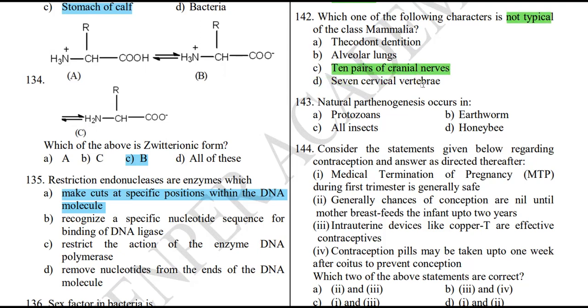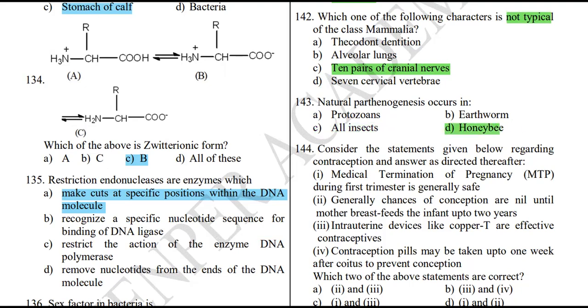Yes, 7 cranial vertebrae are present, correct. Parthenogenesis. So natural parthenogenesis means the young ones are formed without fertilization. Suppose we're talking about worker bees, which are the sterile ones, right? Yes. And that is going to be natural parthenogenesis you will see in honeybees.